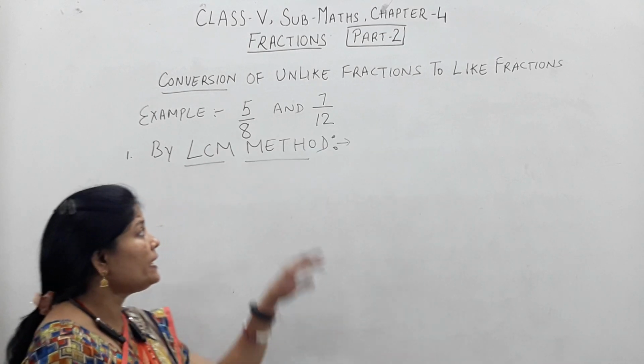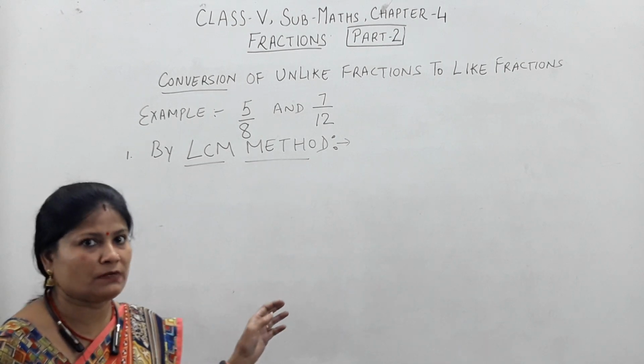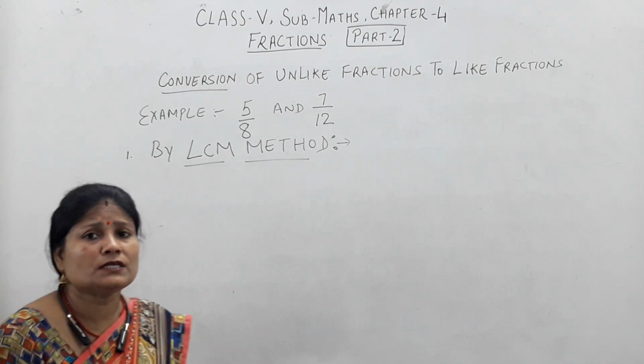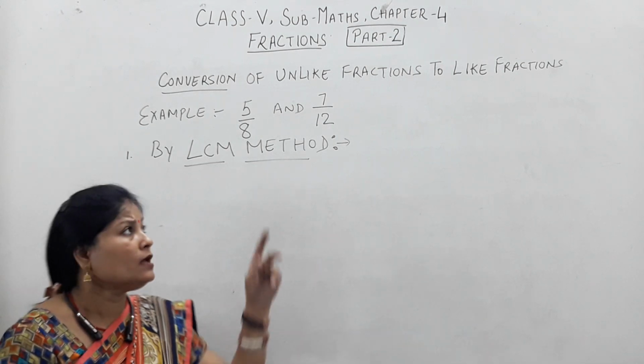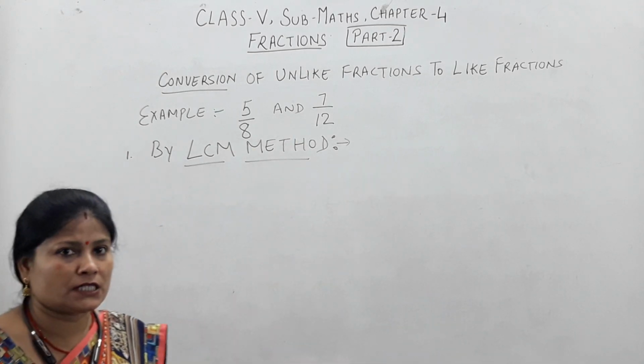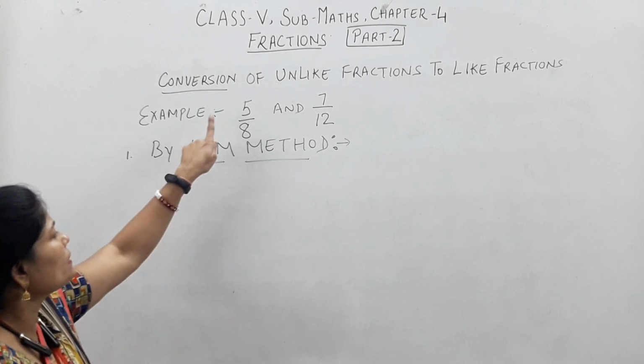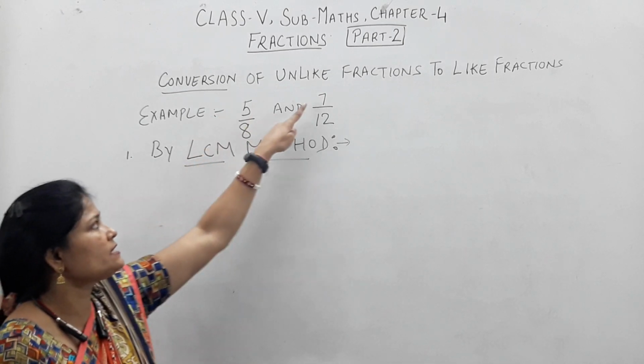Yes children, I have converted unlike fractions to like fractions with one method, by cross multiply. Why am I taking the cross multiply? You know very well, if the denominators are prime, then we will take the prime factorization, then we will take the cross multiply. Now I have another example, 5 by 8 and 7 by 12.